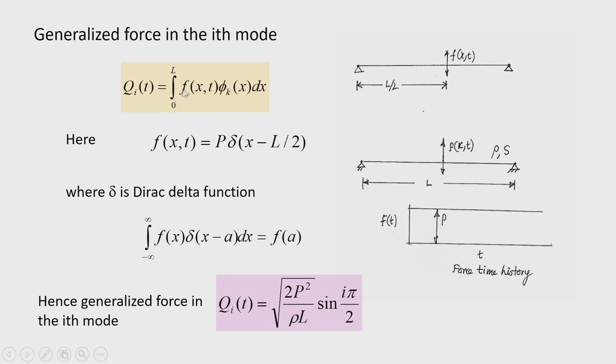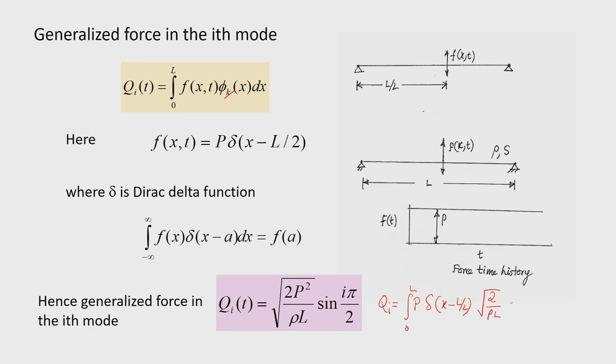So the generalized force is Q I t equal to f x t into phi k x or phi I x, where k and I are the index to represent the particular number of modes, integrated between the limits 0 to L. Now here f x t is P represented by the Dirac delta function, delta x minus L by 2. The properties of the Dirac delta function are very useful to find the integral. So now let us substitute P and carry out this integration in detail. The integration for Q I will be P delta x minus L by 2 multiplied by phi k x, which is nothing but the ith mode shape or kth mode shape.